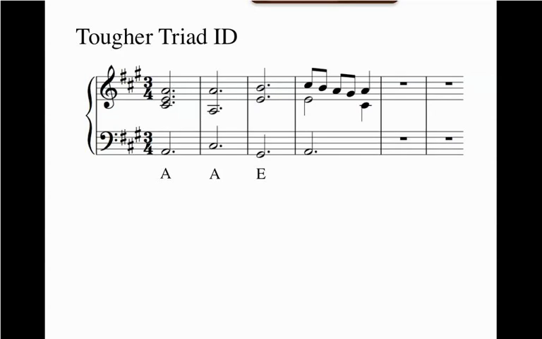It's not hard to tell what this is. At the downbeat of the next measure, we have an A, an E, and a C sharp. That reduces very nicely to a root position or basic A chord. So that's not really a problem.